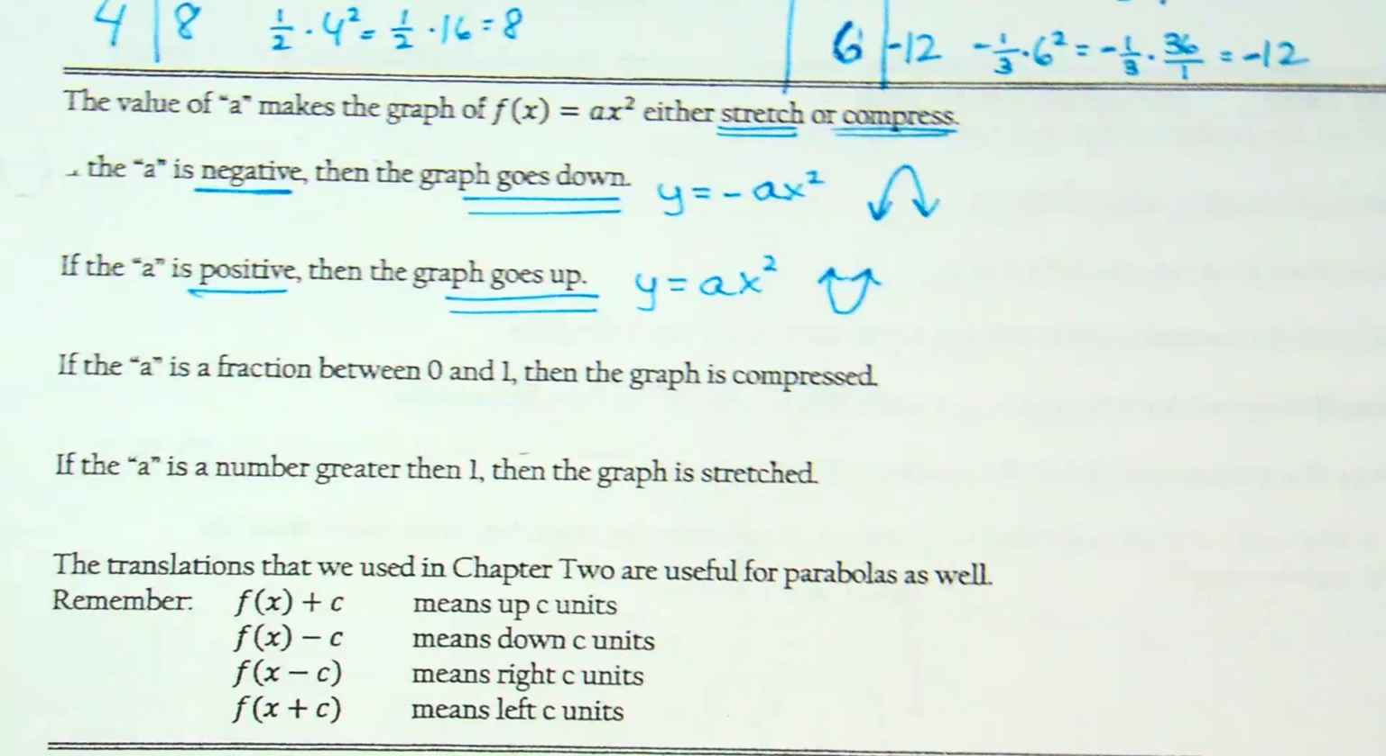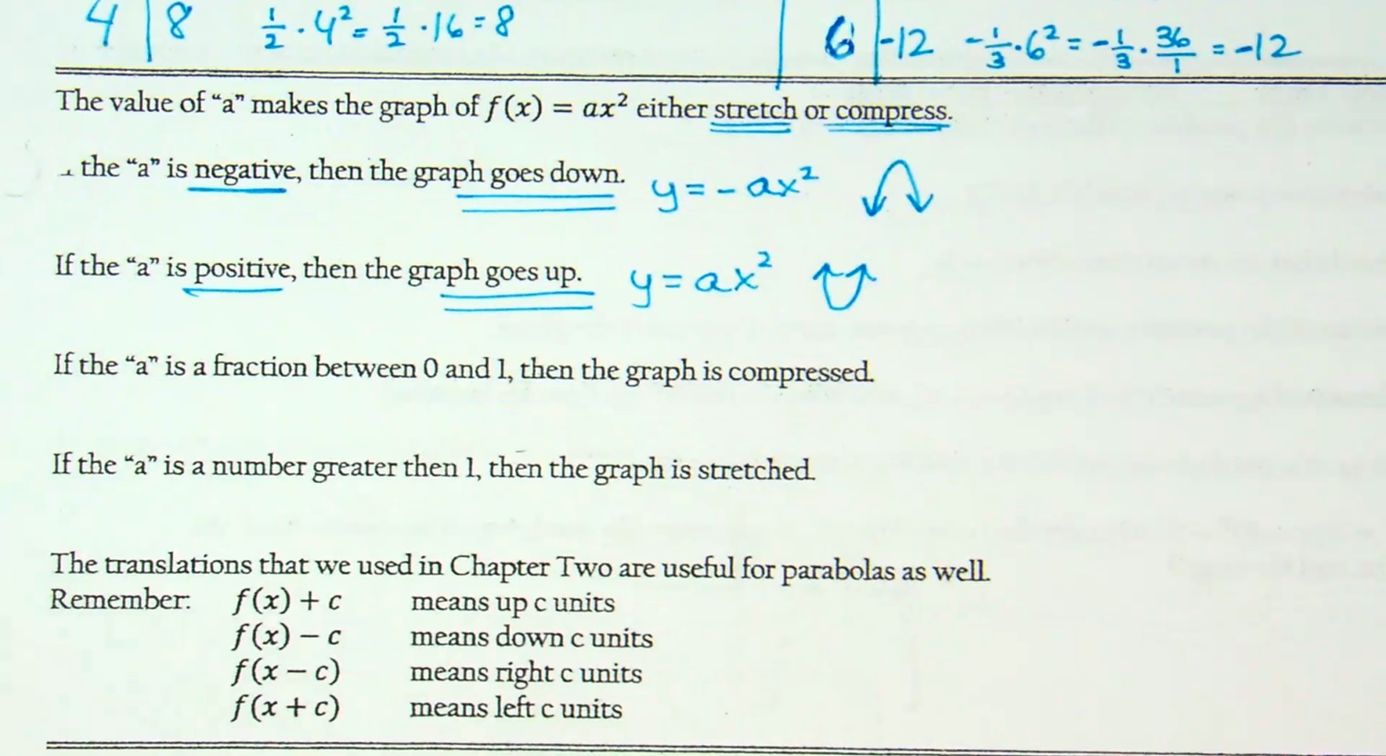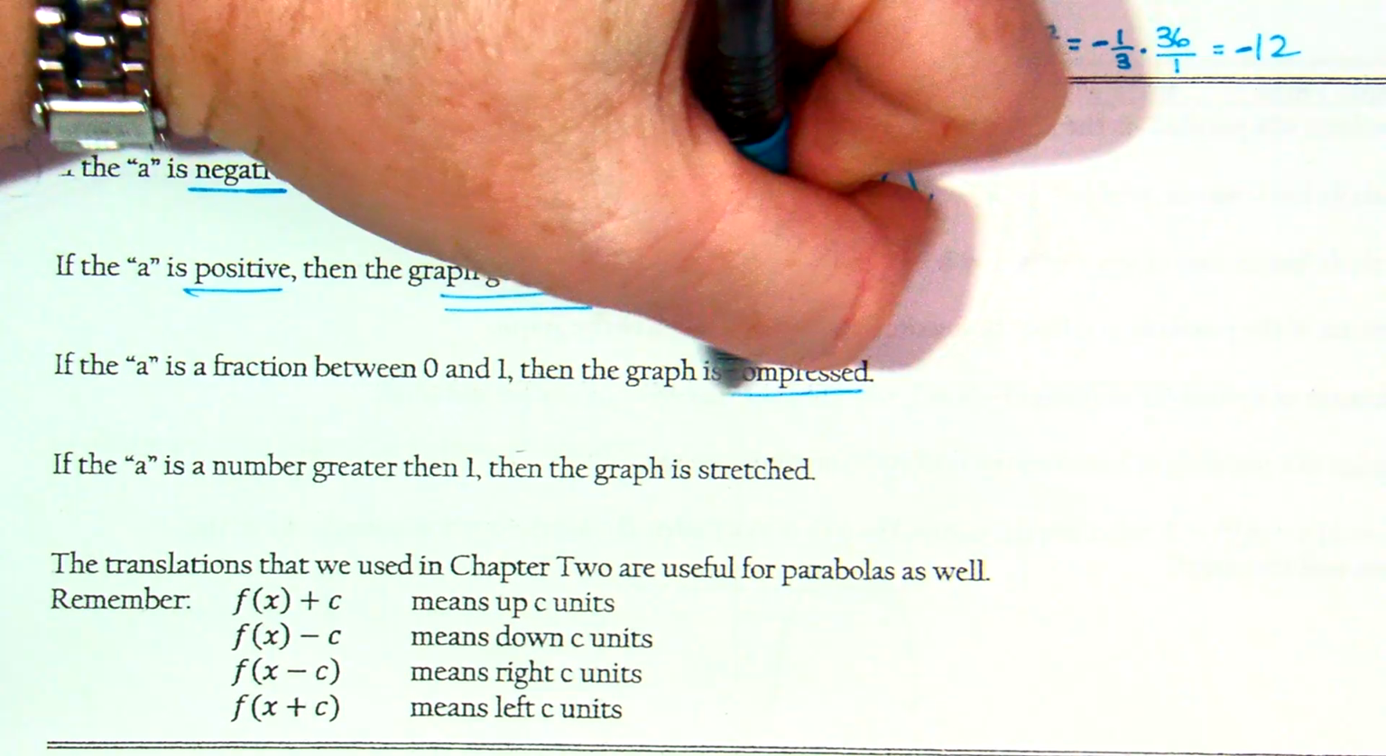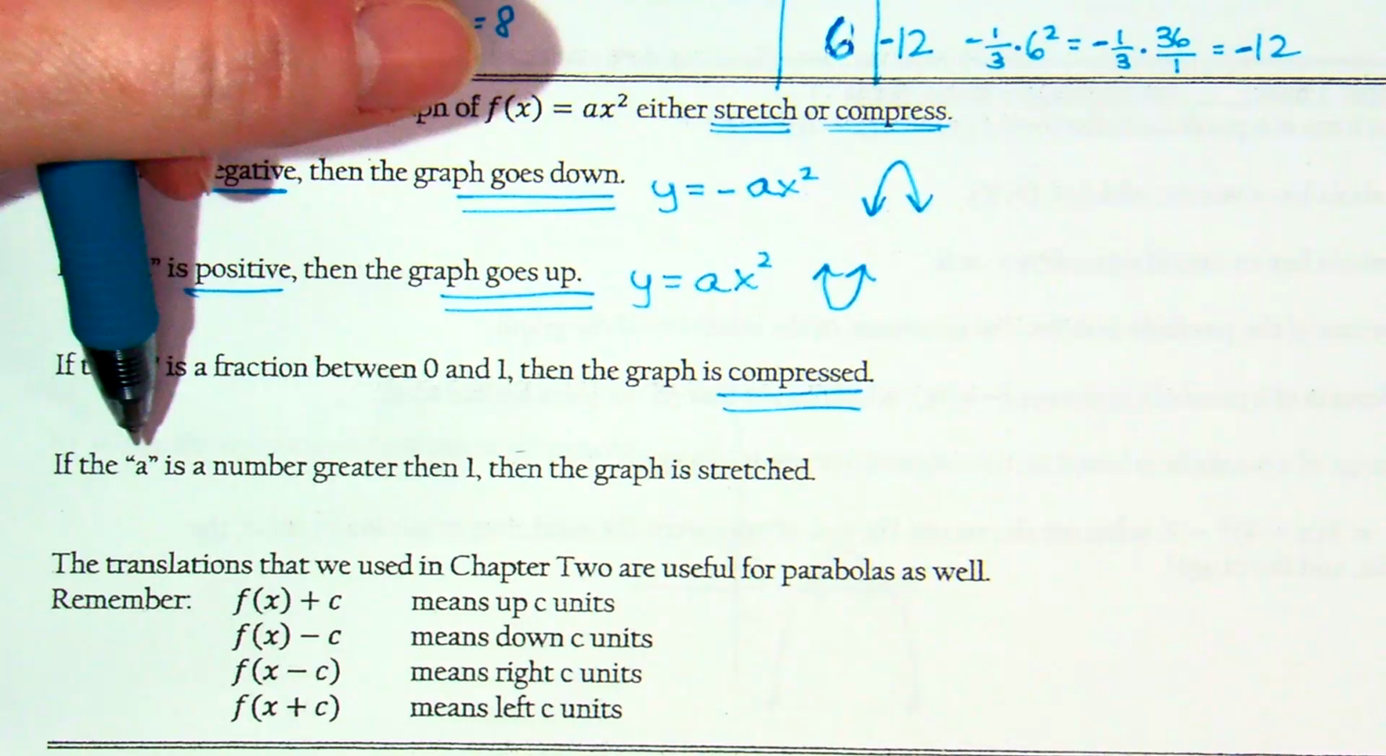If a, that number out front, is a fraction between 0 and 1, is that stretch or compress? If it's between 0 and 1, that is a compress. Remember, compress means I think of it as compressing the graph down. When you compress the graph down, it essentially makes it look wider. So there's your compressed, which is what we did up top. If the a value is a number greater than 1, then the graph is stretched.